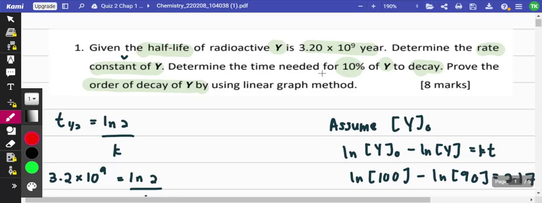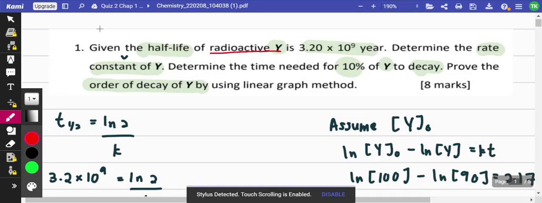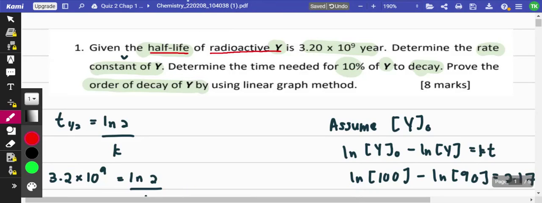Okay, so this is the explanation for quiz 2, chapter 1 to 3. Let's look at question number 1. If you see radioactive, half-life, so radioactive, the reaction order is first order reaction. Then determine the rate constant of Y. Rate constant, the symbol is K.